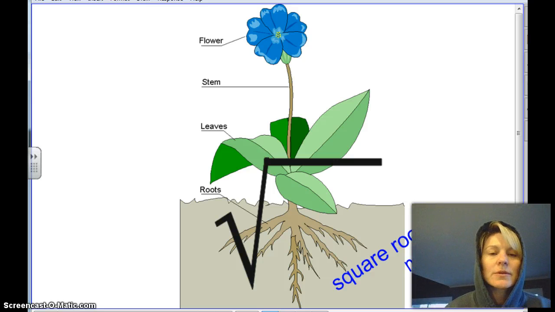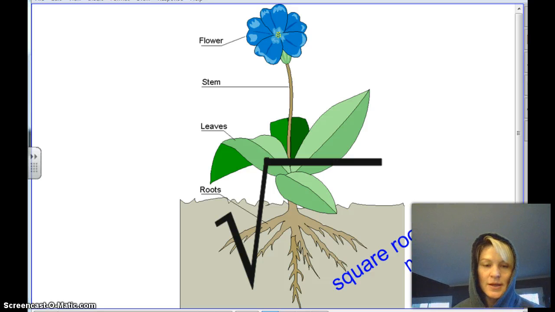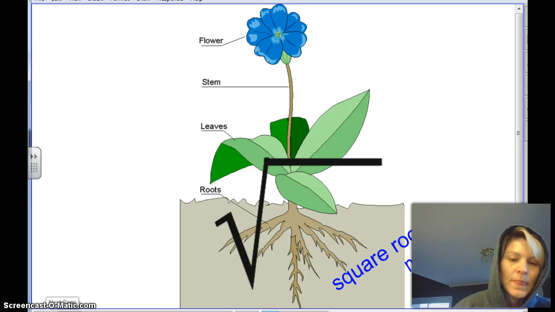All right, so today we're going to talk about square roots. And as you can see here, we're talking about square roots, not plant roots. Funny play on words. All right.